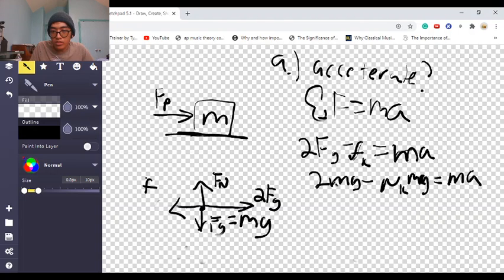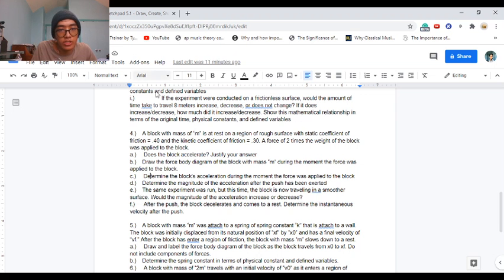Now, you see here the m's are in both terms, so what we can do is cross them out. And we're left with 2g minus the kinetic coefficient of friction times gravitational acceleration would equal a. Right? And let's make sure that there are no other requirements, just that. Yeah, so that is the acceleration of the block, right?